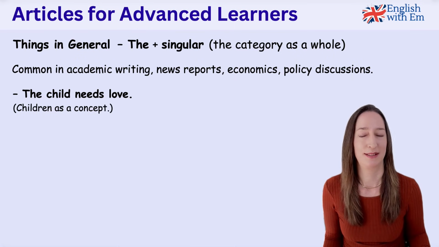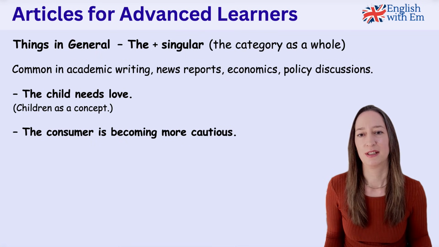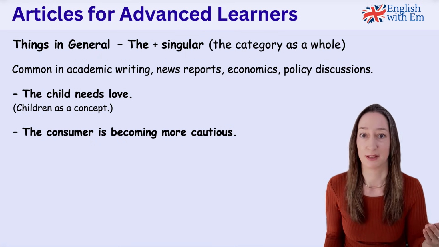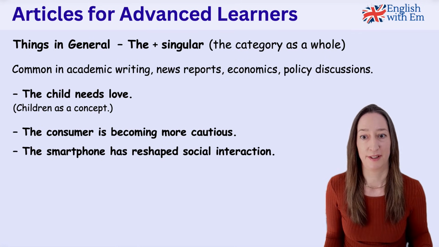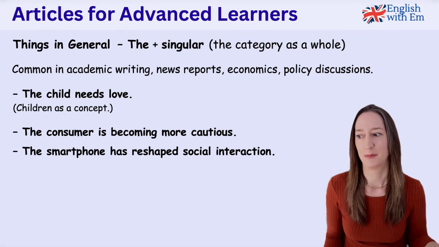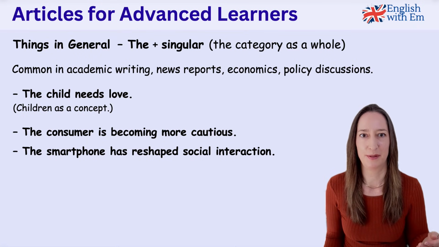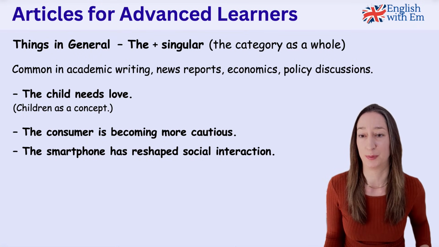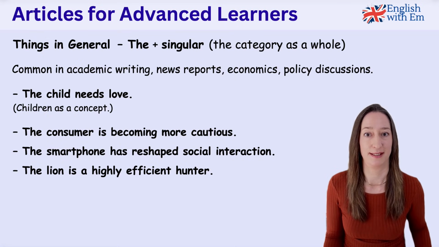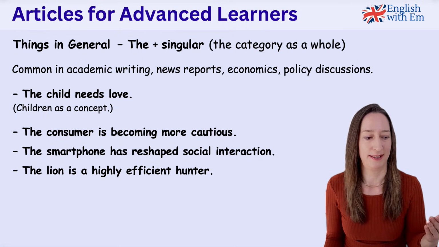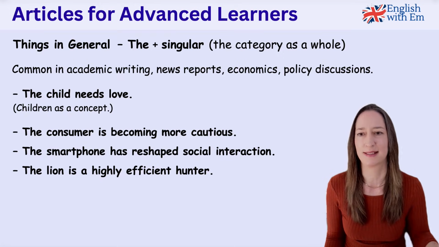Children as a concept. The consumer is becoming more cautious. The consumer as a concept, as a class. The smartphone has reshaped social interaction. So I'm not talking about one typical example of a smartphone, but the category as a whole. The lion is a highly efficient hunter. So again, the lion as a category, as a class.